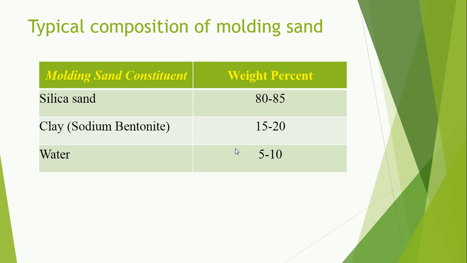This is the typical composition. In the first chapter also we have seen silica sand 80 to 85%, bentonite clay or binding material 15 to 20%, and water or the moisture 5 to 10%. This is the typical composition of the green molding sand.